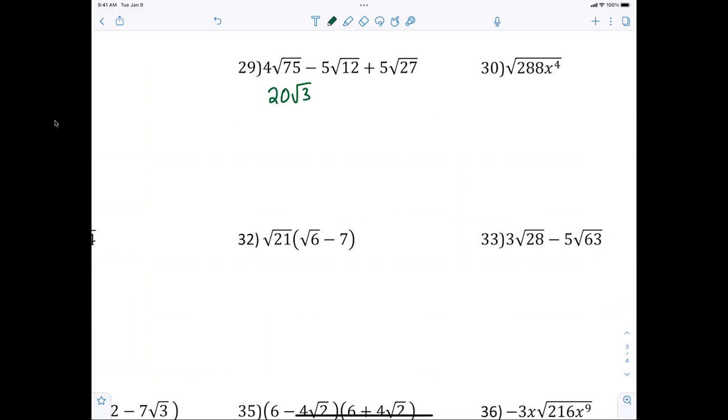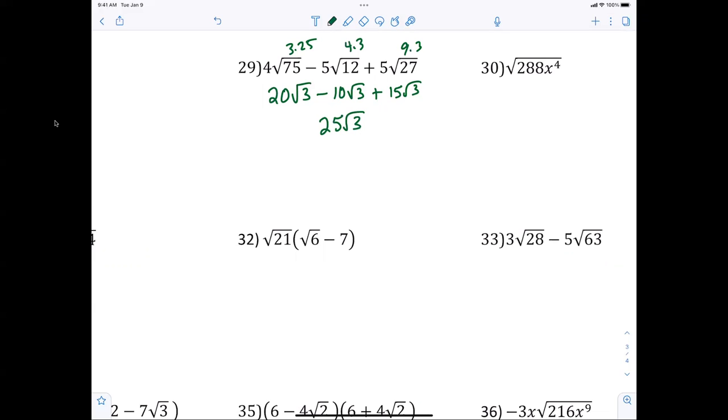It should be kind of that easy. Minus what? Minus 10 radical 3 plus what? 15 radical 3. Just double check your work. If you're having trouble, just remember 75 is 3 times 25, 4 times 3, 9 times 3. Then you break them down from there. So my final answer worked out to be what? 25 radical 3.